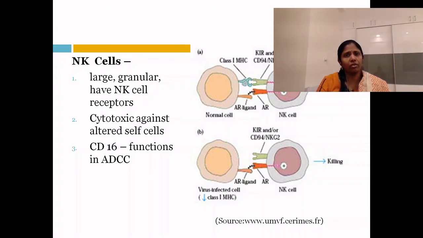The major function of natural killer cells is to show cytotoxic activity against altered self cells. The CD16 molecule present on the surface of natural killer cells is an important player in the phenomenon called antibody dependent cell mediated cytotoxicity.